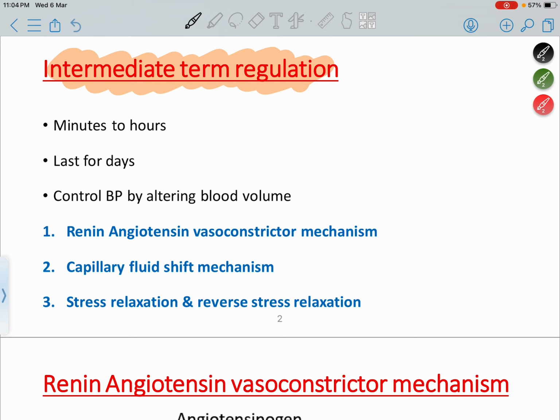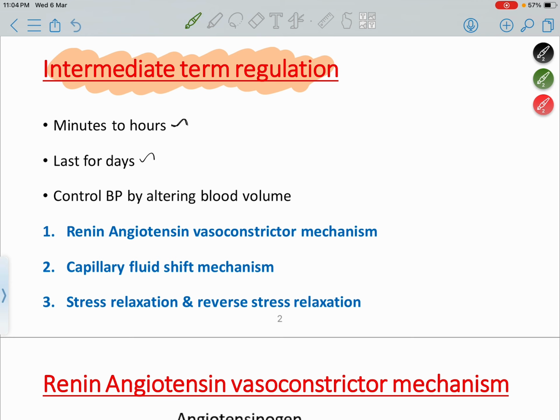First of all, we will be discussing the bullets that we can see here. The intermediate type of regulation occurs in minutes to hours if there is any decrease or increase in BP. The reflex or pathway that decreases the BP if there is an increase occurs in minutes to hours, and it can last for days. It controls BP by altering blood volume.